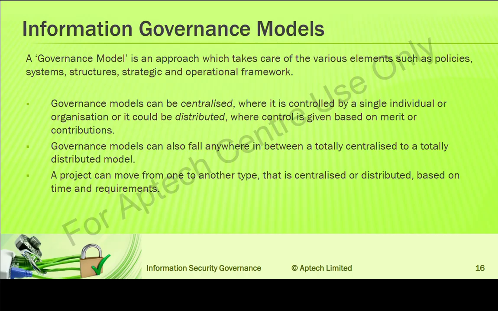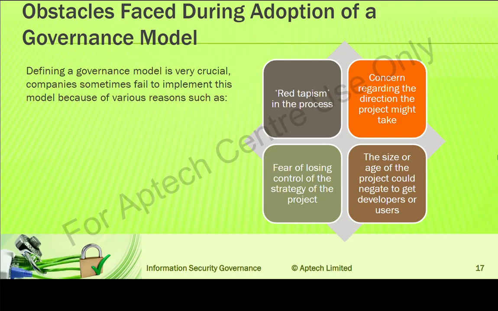Now, our governance model can also fall anywhere in between a totally centralized and a totally distributed model. It can fall at any point along this range. A project can also move from one type to another, centralized or distributed, based on time and requirements. So that's for that.